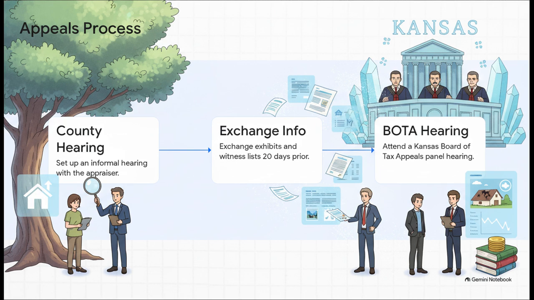And finally, Step 3 is taking your case to the big leagues, the Kansas Board of Tax Appeals, or BOTA, a 3-judge panel in Topeka. But listen, you have to bring the receipts, hard evidence, like recent comparable sales or photos of major property damage, to prove their number is off.